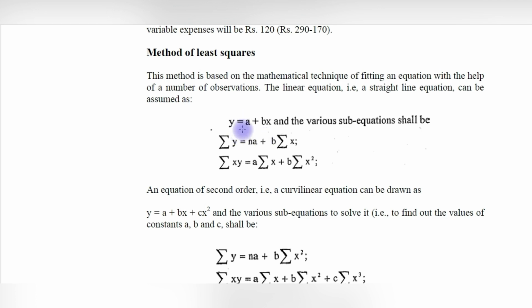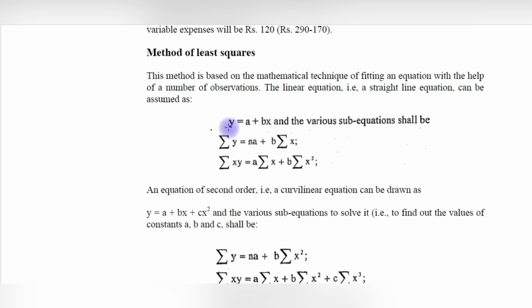A straight line equation is y equals mx plus c. This we have studied in school. The same is given here: y equals a plus bx. y1 equals a plus bx1, y2 equals a plus bx2. For different points, the equations go like this: y3 equals a plus bx3, y4 equals a plus bx4, and like that, yn equals a plus bxn.